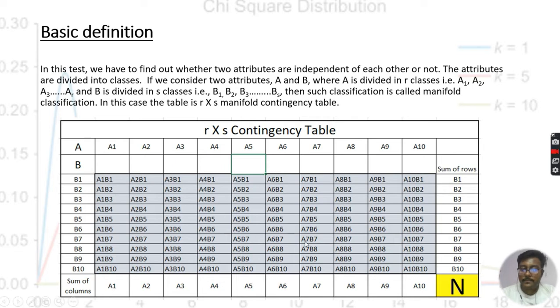And here the sums of the rows are given. See, this is the B1 row and the total sum of the B1 row is this one, and this is the sum of the total column. The sum of the total values of the A1 column will be given in this part, and here it is N. This N shows the total number of values.